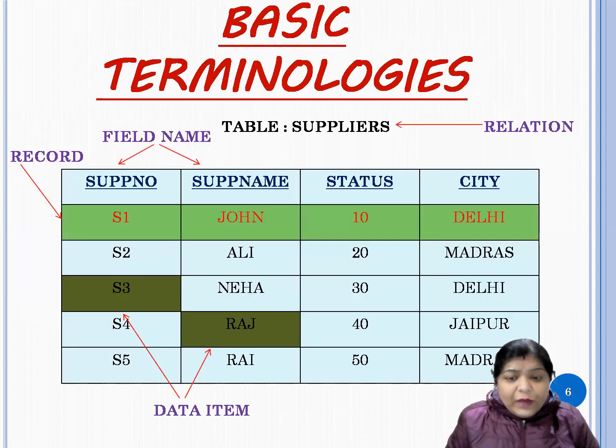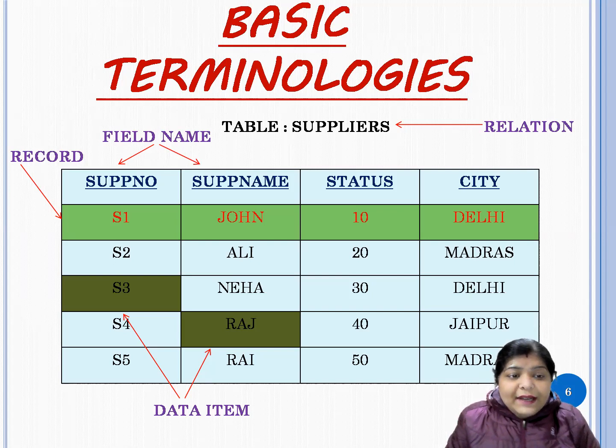Okay. Now we are starting with the basic terminologies. So what are the basic terminologies? The very first thing is field name. So what is a field name? Whatever the column name is, that is the field name. Here: sub number, sub name, status, city. These are the column names. Column names are also called field names.